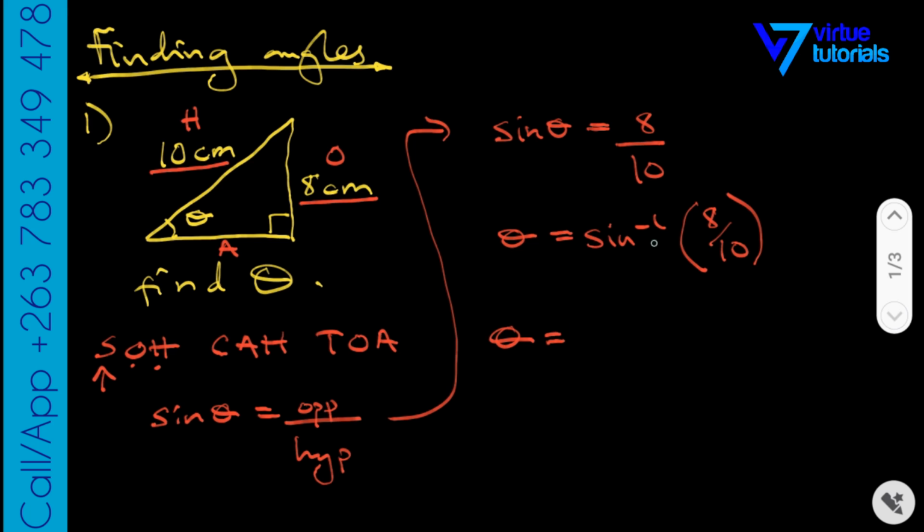You give this to your calculator. To get arc sine on most calculators, you need to press the shift button or the second function button first before you press sine. So if you press shift sine, you get arc sine. Press second function sine, you get arc sine. So that's what most calculators do. All right, if you submit that to the calculator, arc sine of that should give you 53.1 degrees. So we found our angle there.